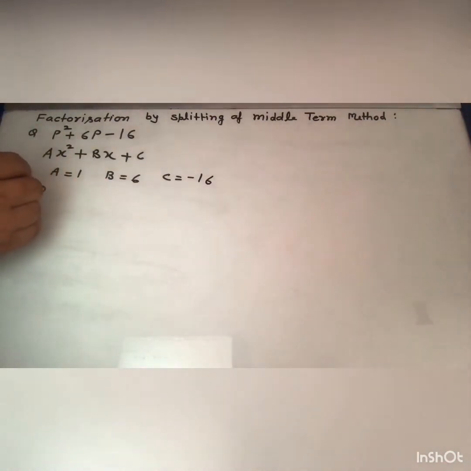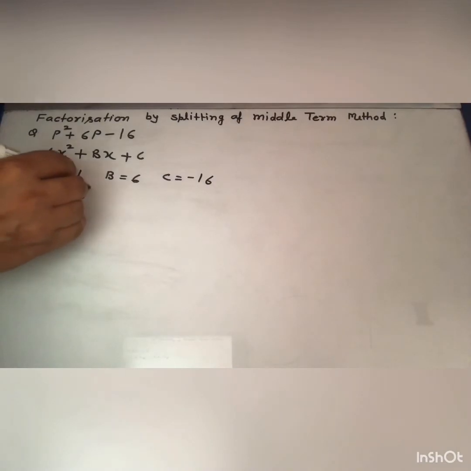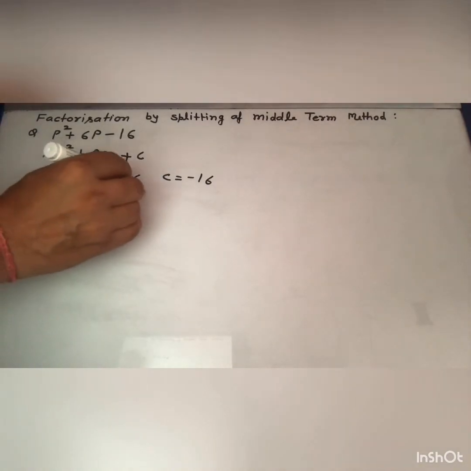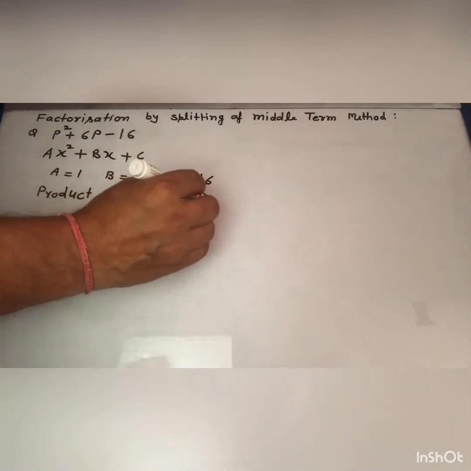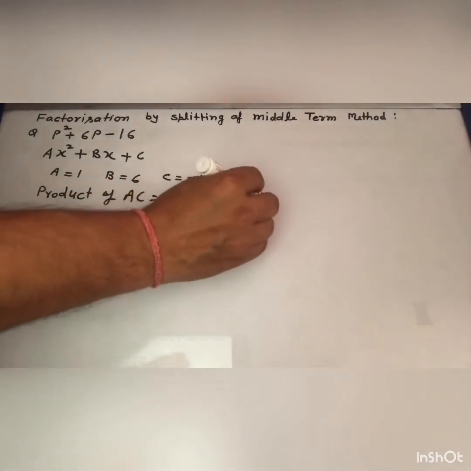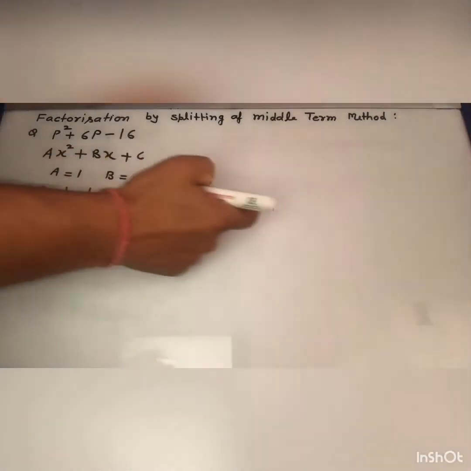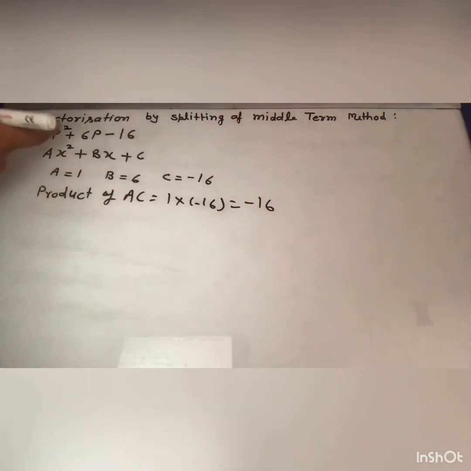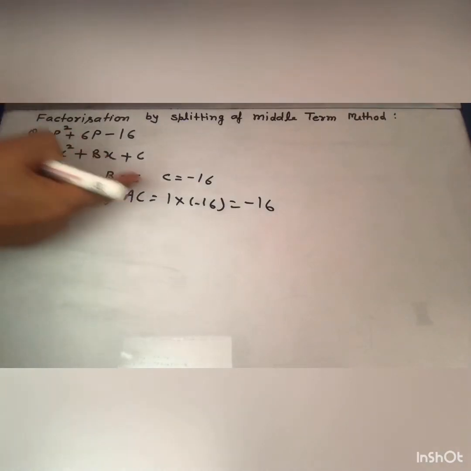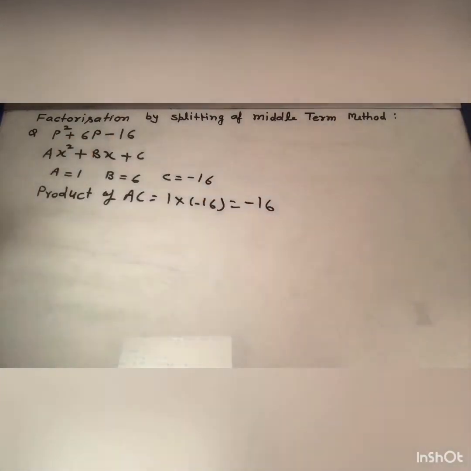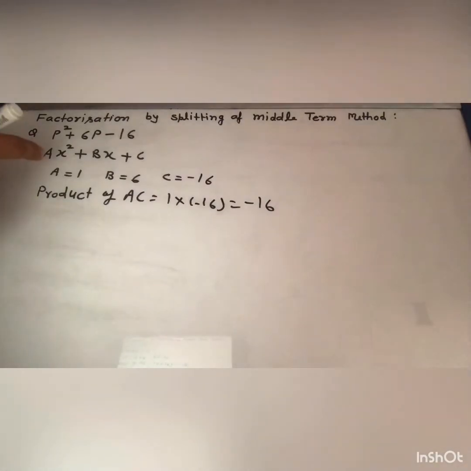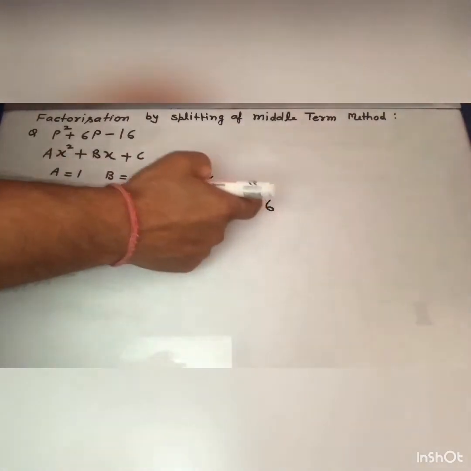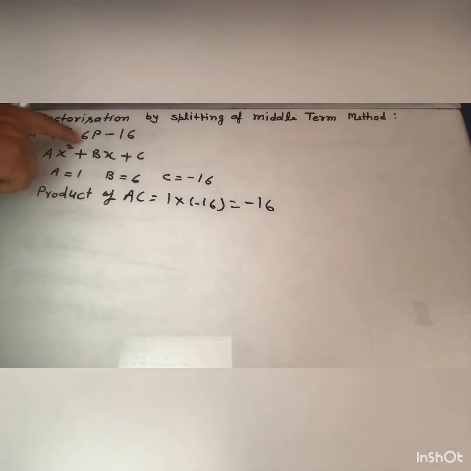Therefore the product of ac, that is a means 1 and c is minus 16, gives you minus 16. Since the product of ac is negative, it means you will get this 6, that is the middle term, by the subtraction of the factors of 16. That is, you factorize this 16 in two parts, and by subtraction you get 6.